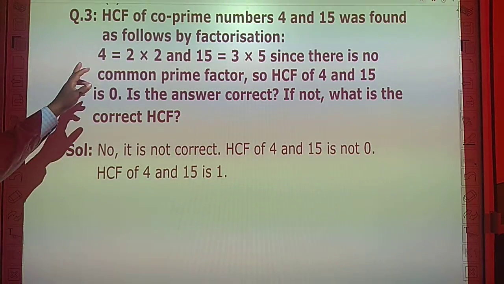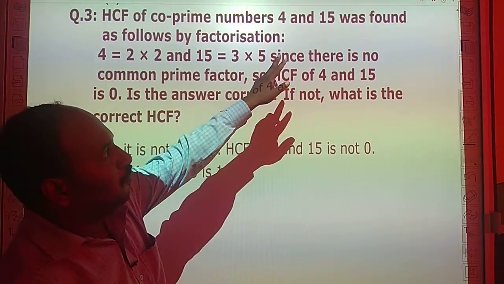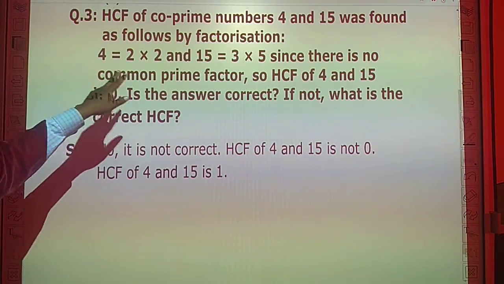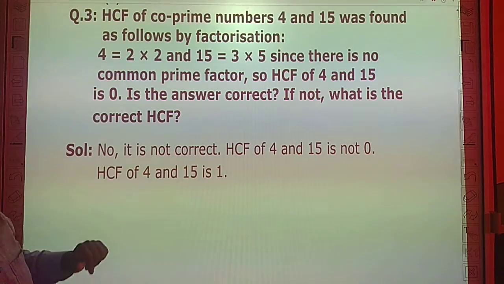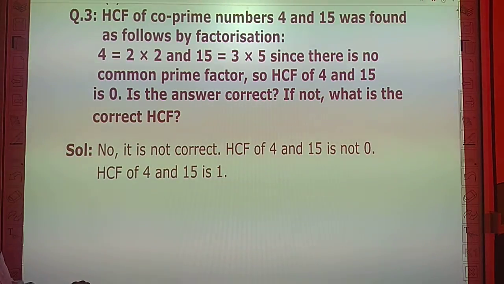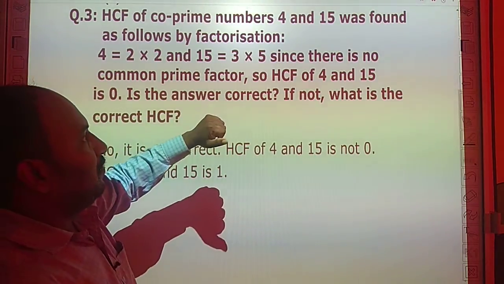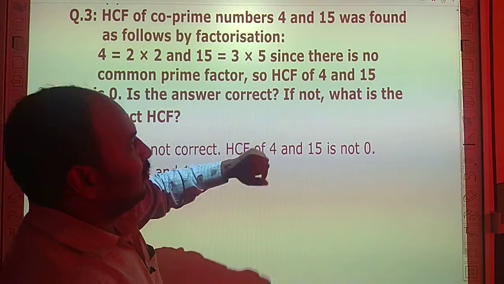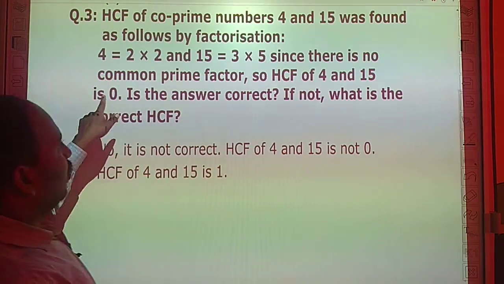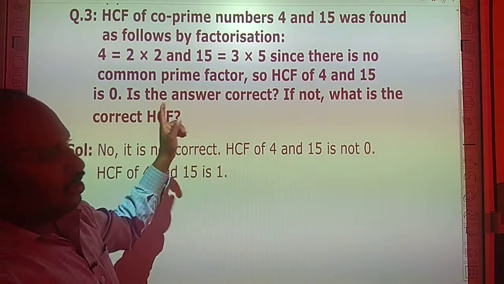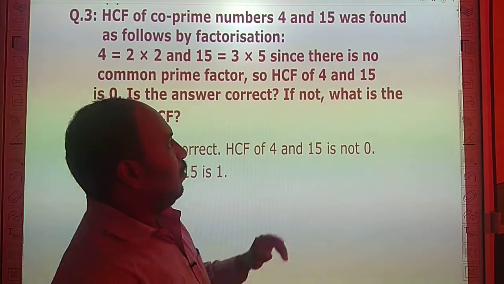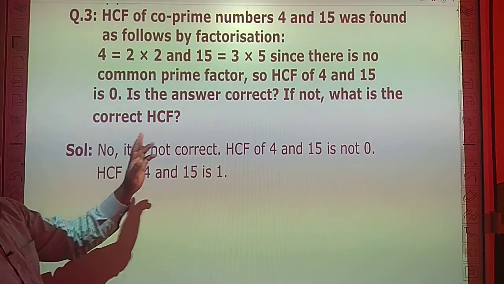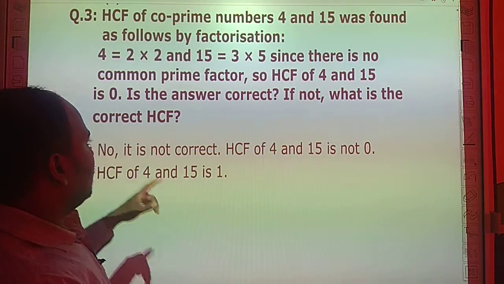Question number 3. HCF of co-prime numbers 4 and 15 was found as follows by factorization. 4 is equal to 2 into 2 and 15 is equal to 3 into 5. Since there is no common prime factor, so HCF of 4 and 15 is 0.